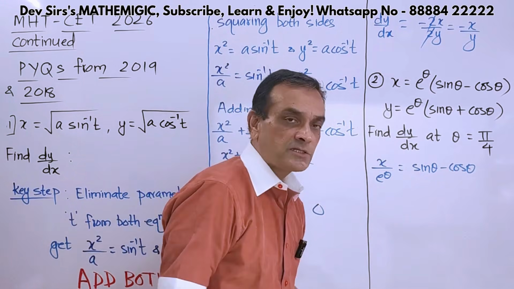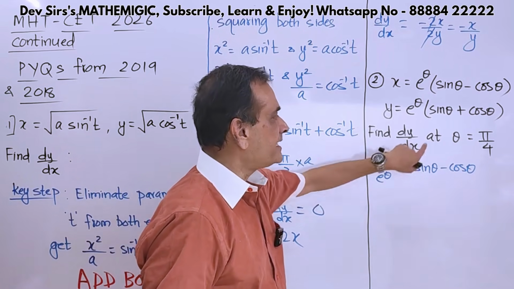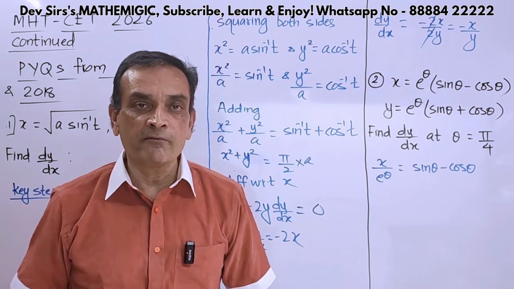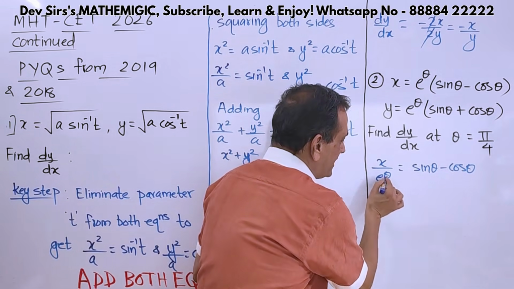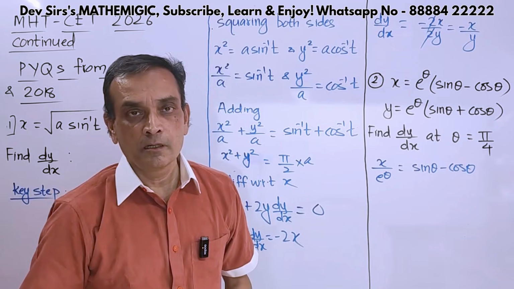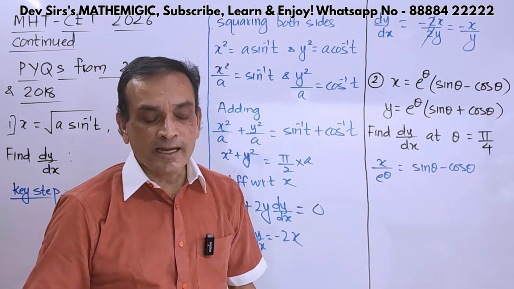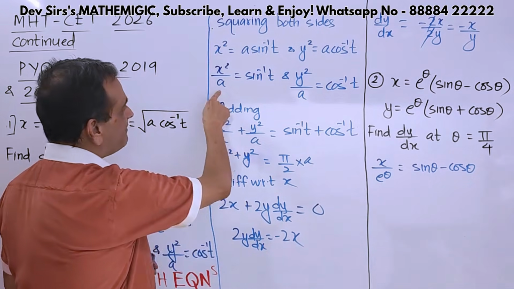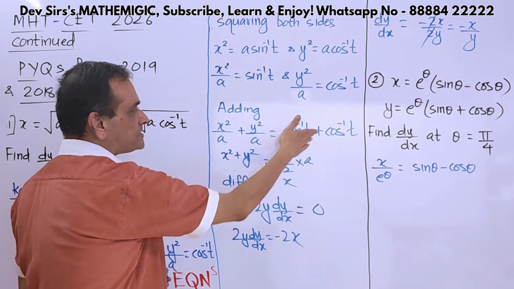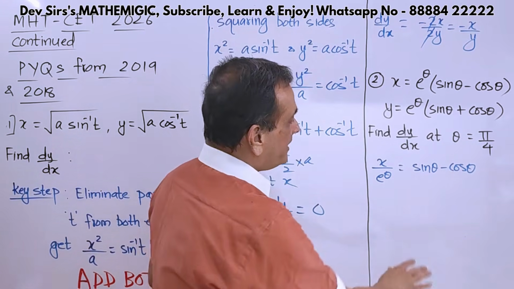Similarly, y upon e raised to theta, I am explaining. Y upon e raised to theta is sin theta plus cos theta. You can add the equations, but unfortunately, here theta, look, it is not a constant. So however you try, theta cannot be eliminated over here. It became easy there because a was there, and sin inverse t plus cos inverse t is pi by 2. But that cannot be done over here.